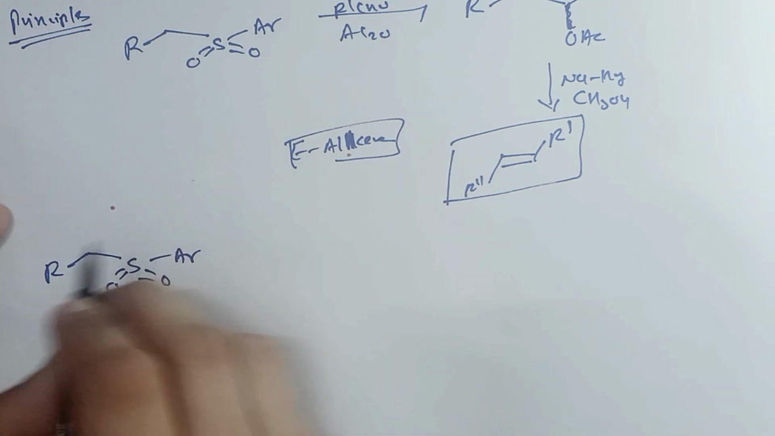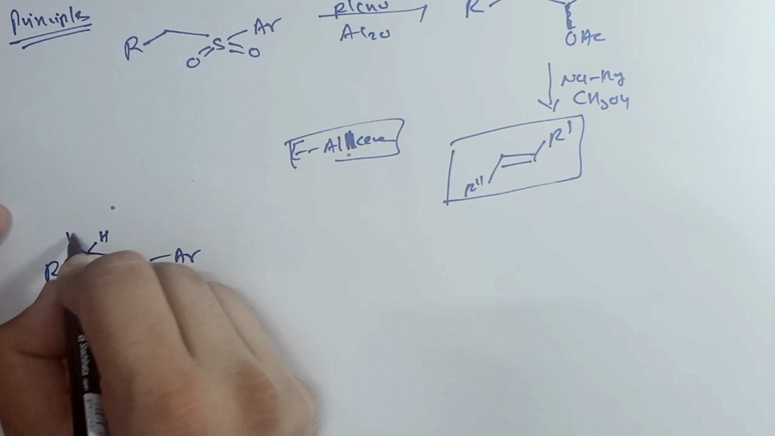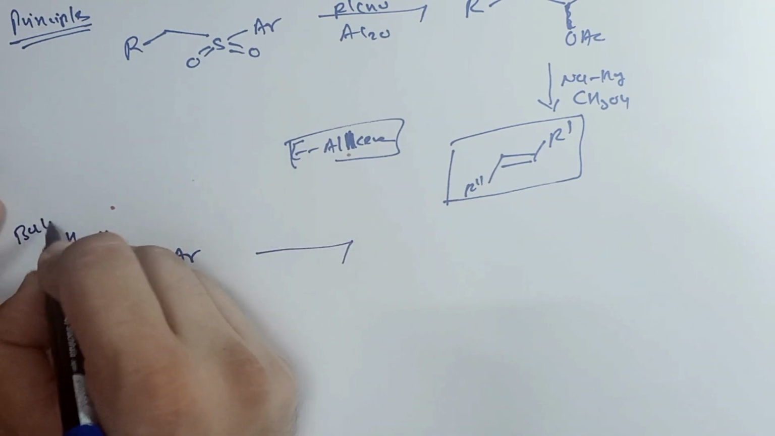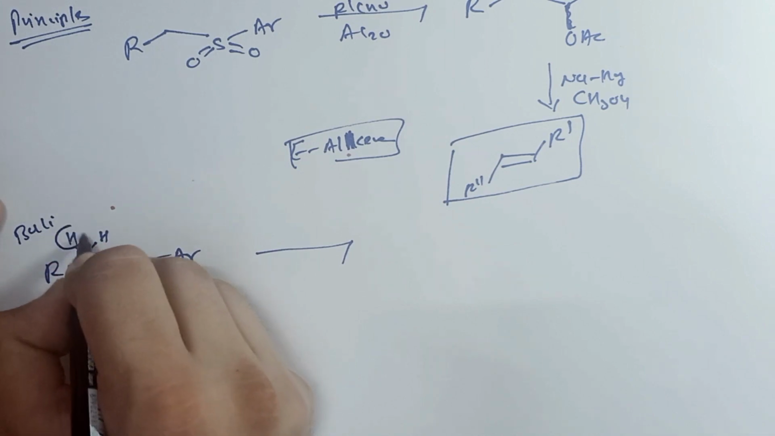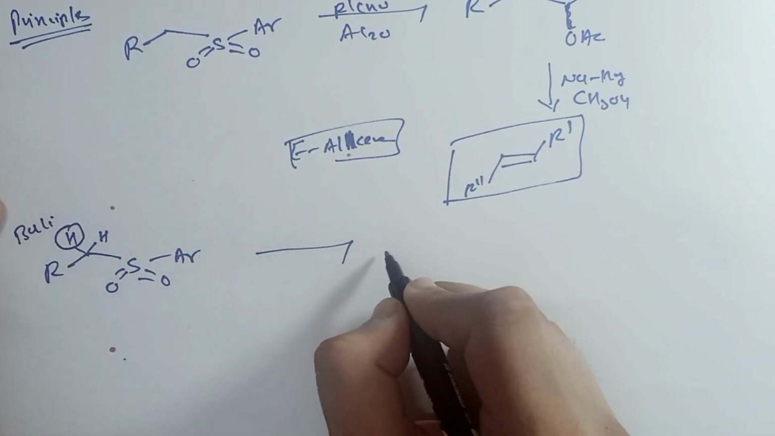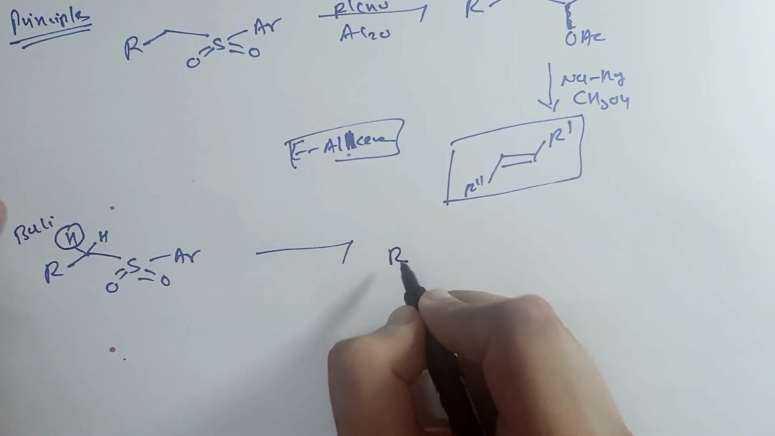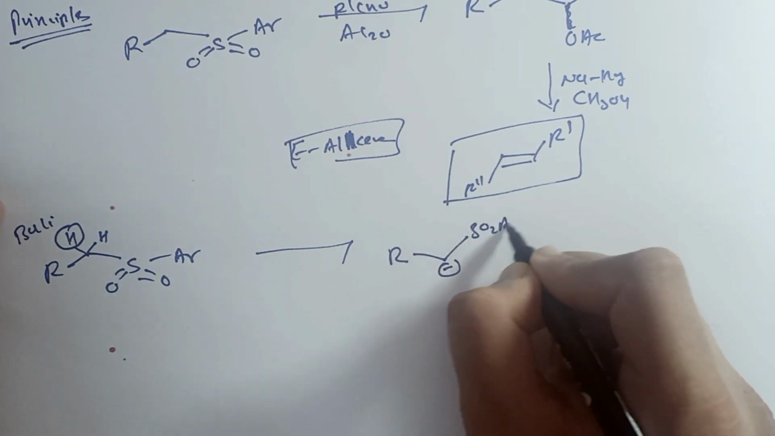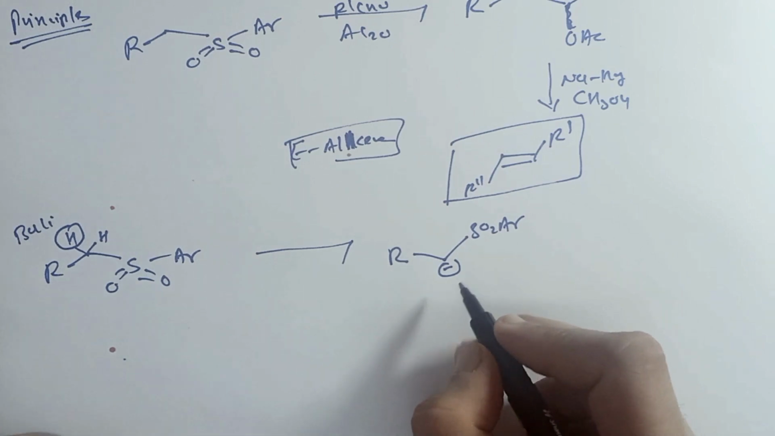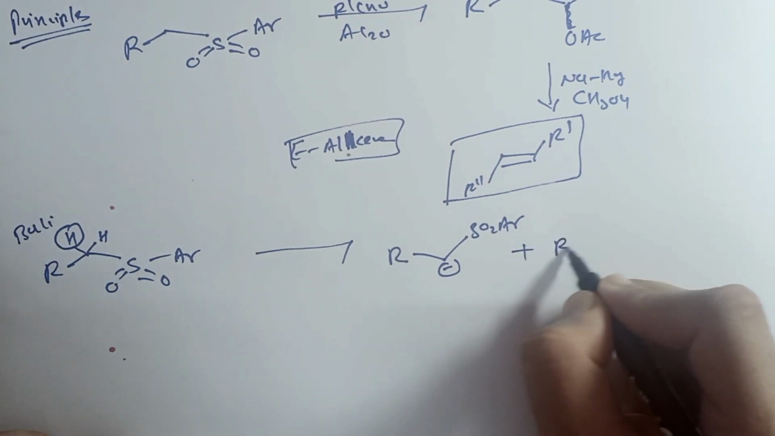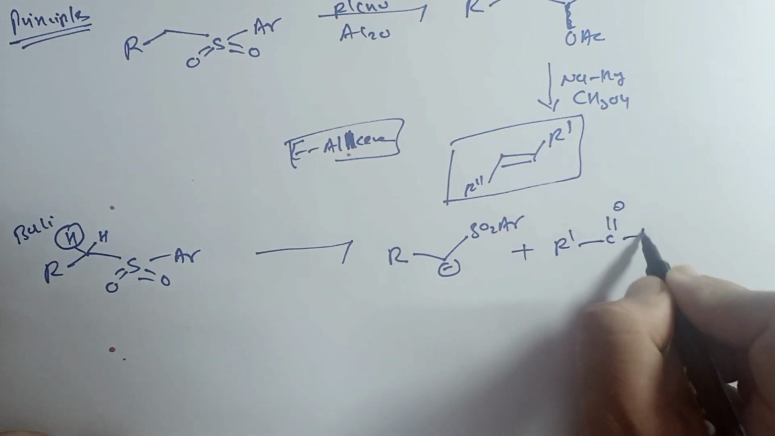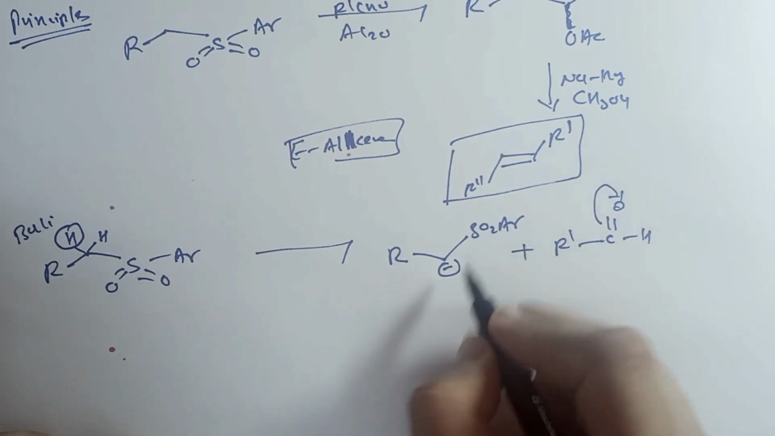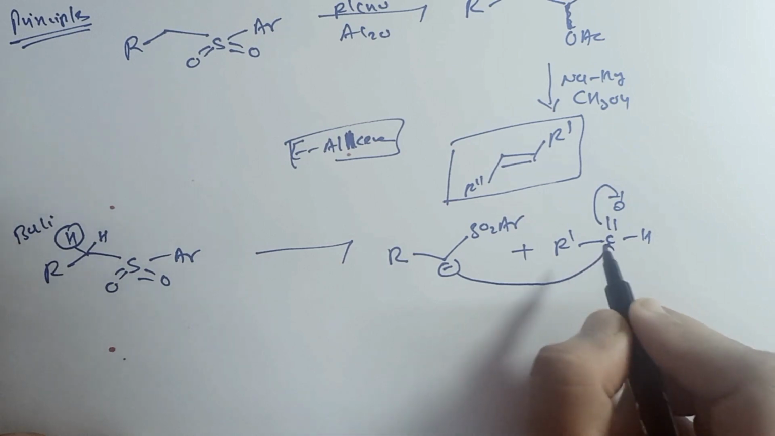Okay, now here we are having an active methylene group. When it is reacted with butyl lithium, that is our base, it will abstract one proton from here. So now here we are having an R, that is a negative charge over here, and an SO2Ar group over here. Now this negative charge will attack the ketonic positive charge. This is positive because of the mesomeric effect. So now this negative charge will make a bond over here.